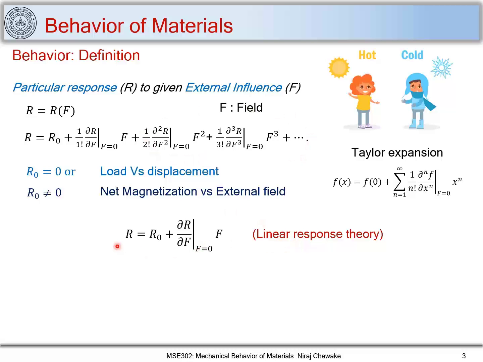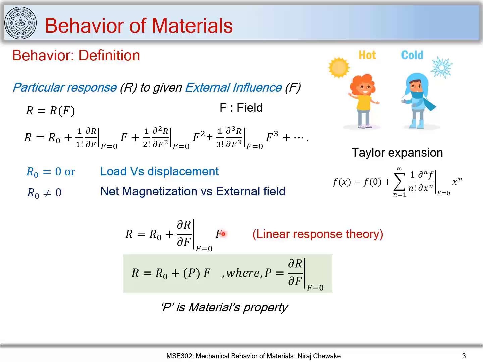What I'm doing in this is that I'm neglecting the higher order terms. So I can say that R is equal to R naught, which is the value of R when f is 0, plus the first derivative which I'm considering over here of R with respect to f, into f. So I can say that R is a linear function of f. Okay. So that is why it is called a linear response theory.